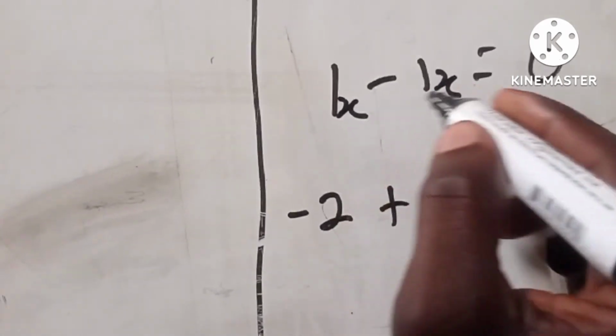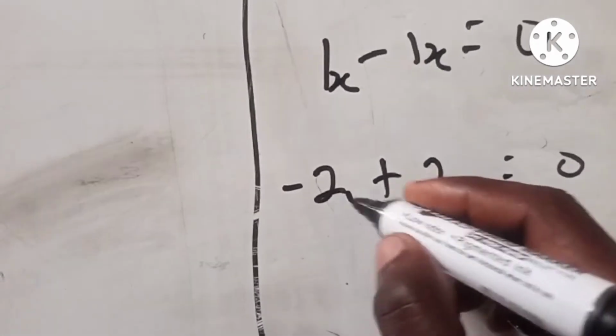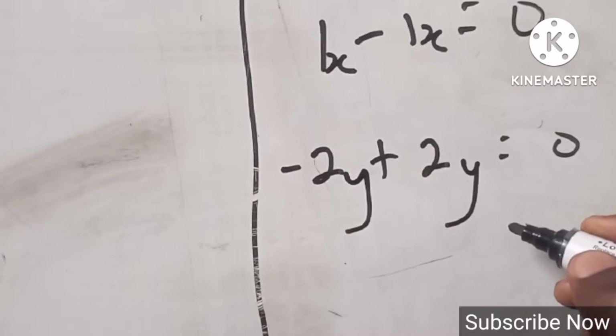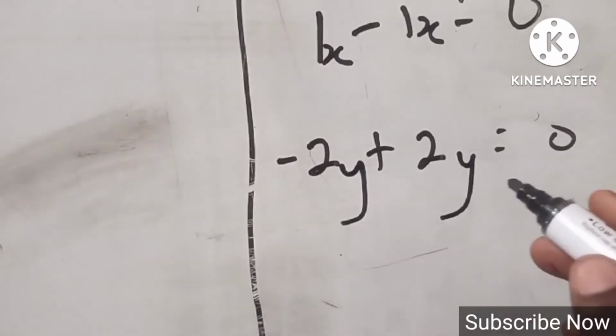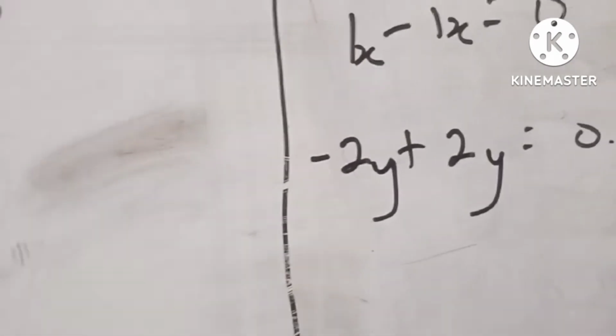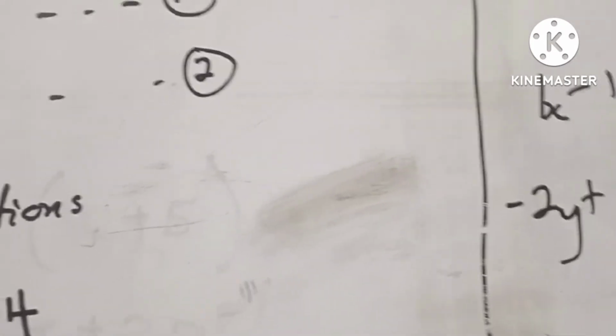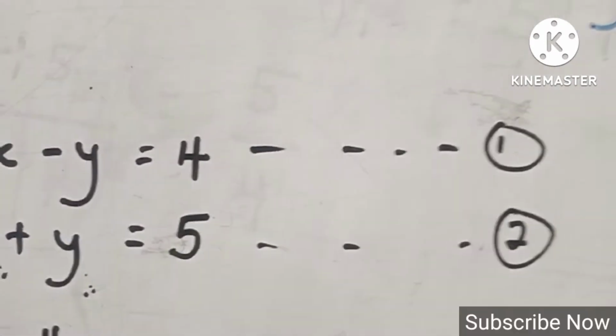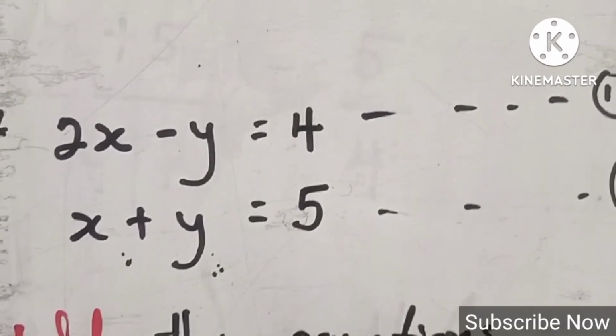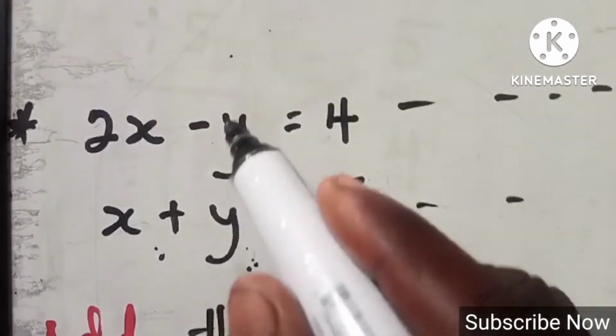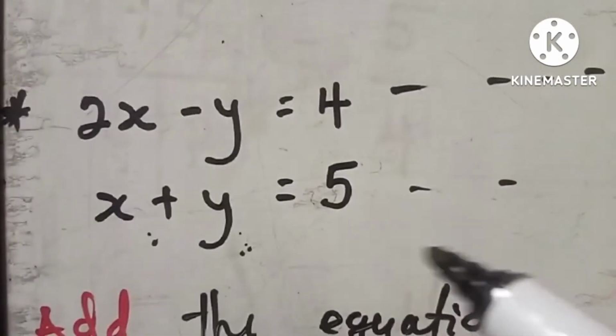So 1x minus 1 is equal to 0. So maybe let's say I have y here and I have another y here. So these two also vanish. That is the elimination. The trick here is we want to eliminate, make sure that one of the variables vanishes, right? So that is our key here.